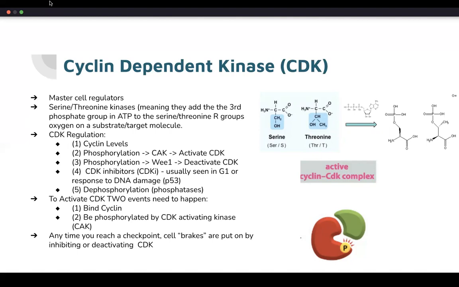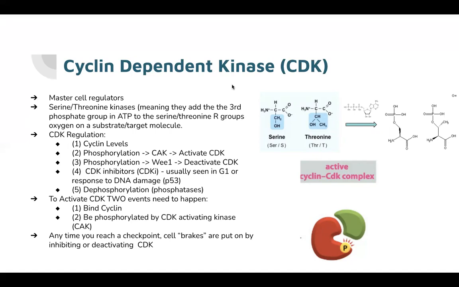So CDK is what we call a serine threonine kinase. And what that means is that CDK with cyclin, which we'll talk about in a little bit, is going to bind ATP, and it's going to take that third phosphate on ATP and attach it to the hydroxyl groups on serine and threonine amino acids, right? So it's going to take this third phosphate, cut it off, and add it to the hydroxyl group, connecting it right to the oxygen.